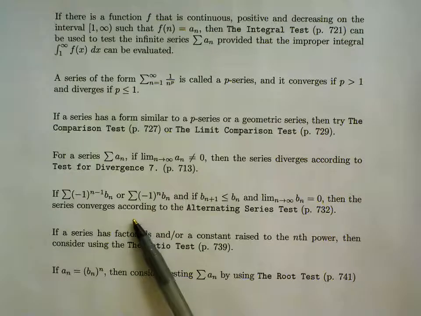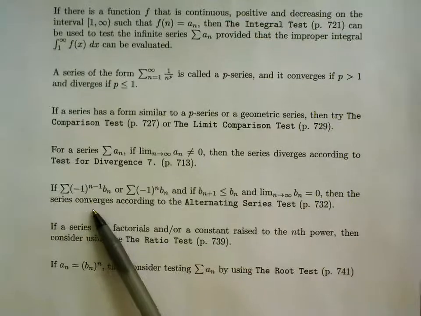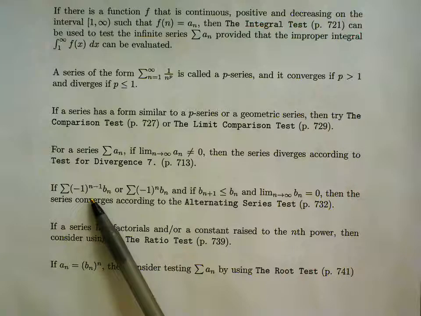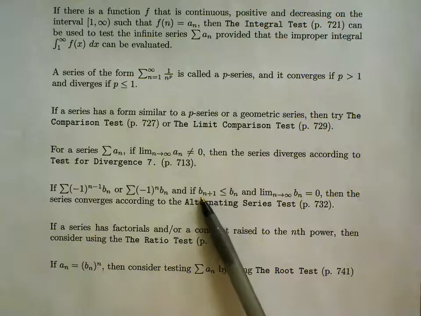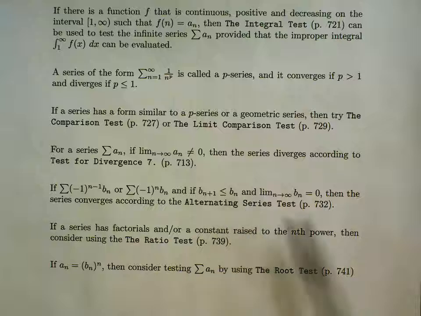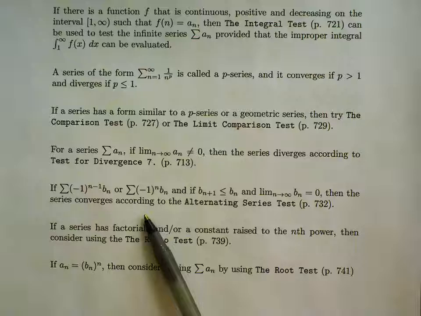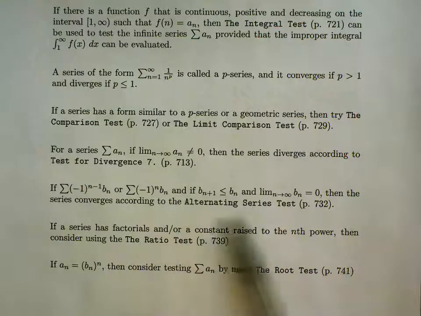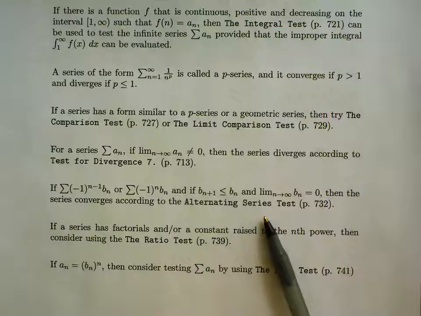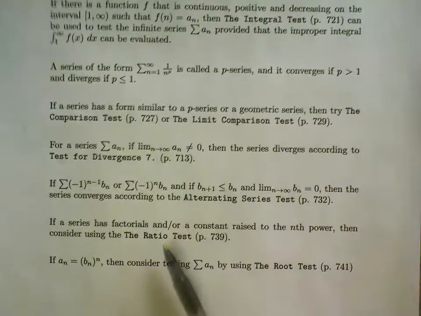Okay, for alternating series, if the b sub n terms decrease and if the limit of the b sub n terms is 0, then the series converges according to the alternating series test.